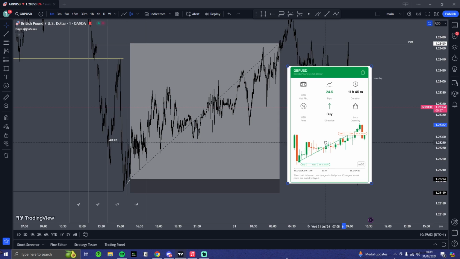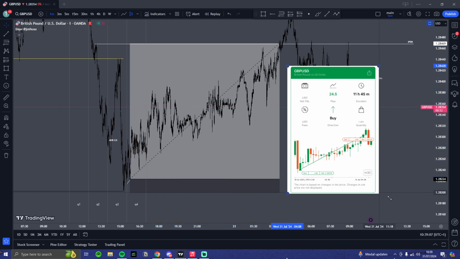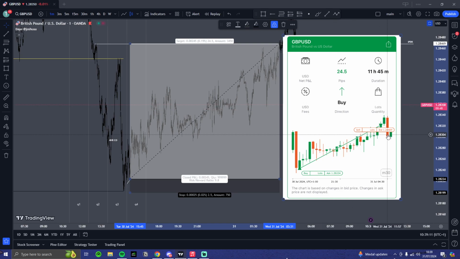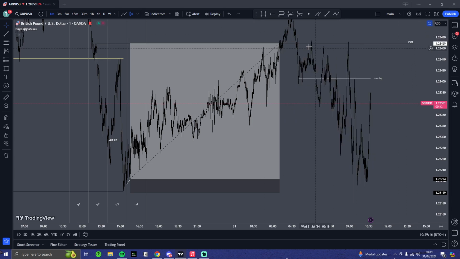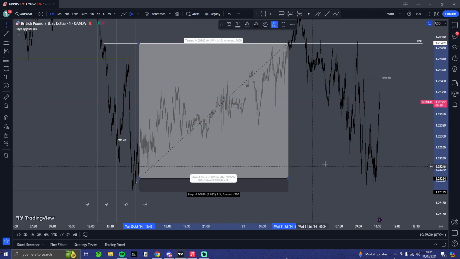Zooming in on our entry, as you can see we entered at 8224, which lines up with our entry down here, and then we exited at 8469, which again lines up right here, 8469. Don't take any partials, full volume, pretty much 10RR.